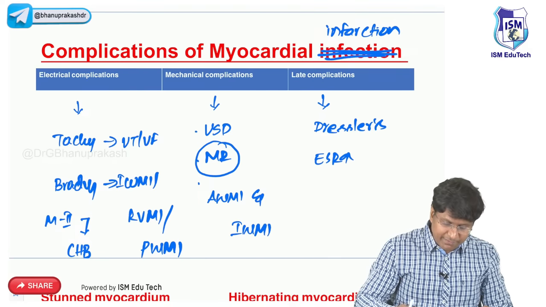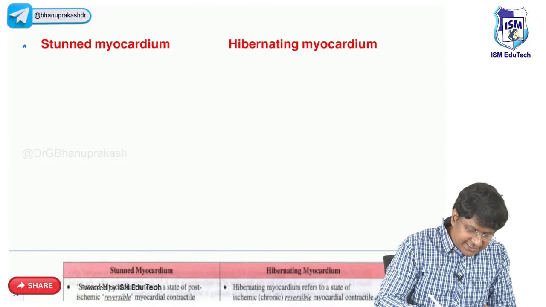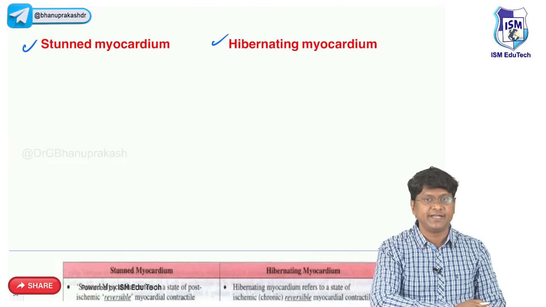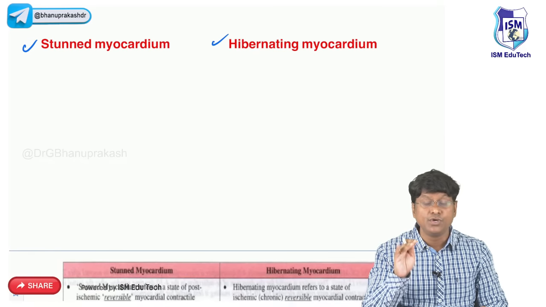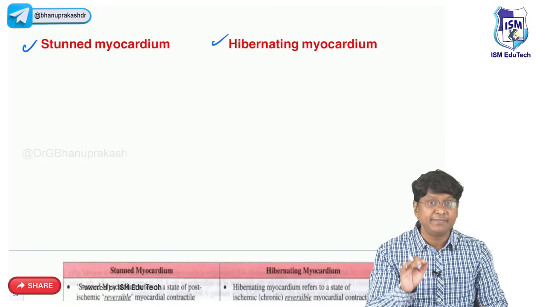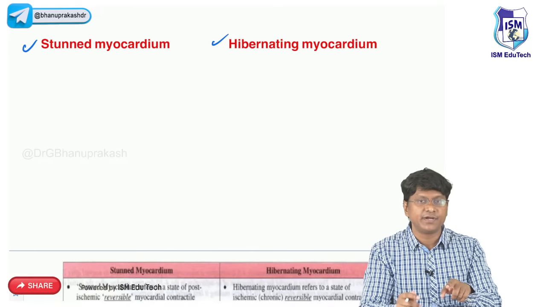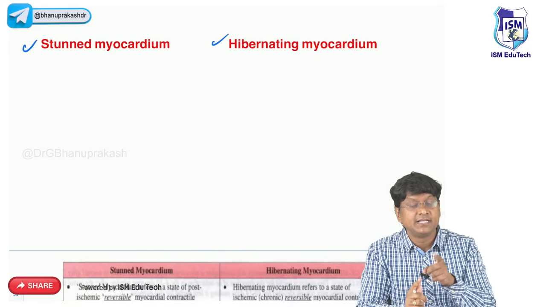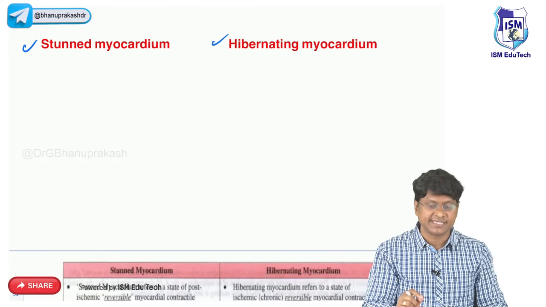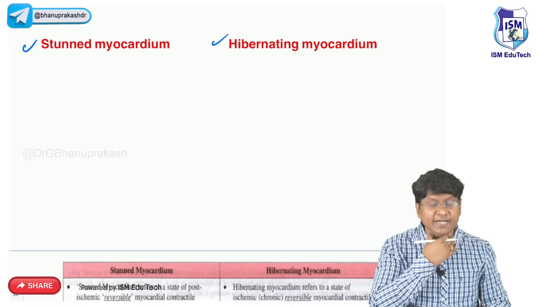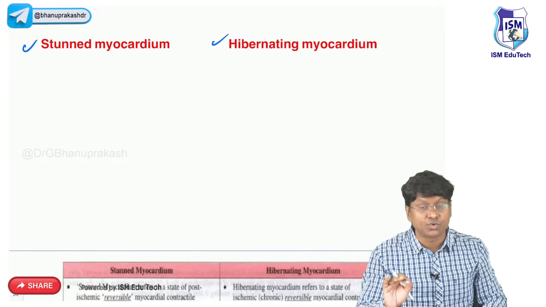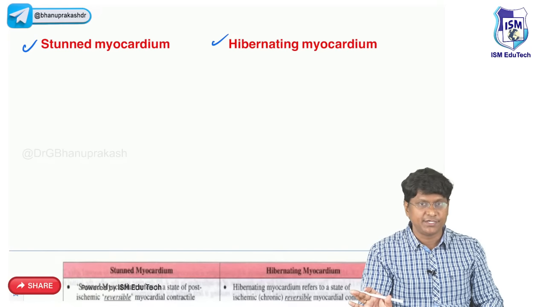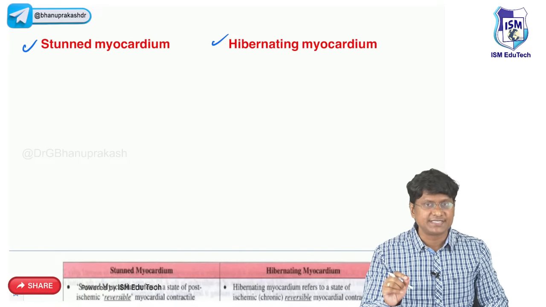And you need to know the two important myocardiums, that is stunned myocardium as well as hibernating myocardium. As I have already said, we can differentiate them by imaging. Hibernating myocardium can be detected by a thallium-201 or technetium-99 scan, whereas stunned myocardium can be detected by a PET scan, where the radionuclide substance that we use is rubidium-82.